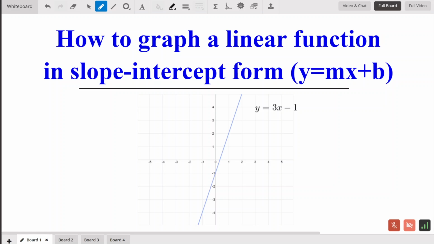Hello, my name is Victor, and today we will be looking at how to graph a linear function in slope-intercept form, so y equals mx plus b.